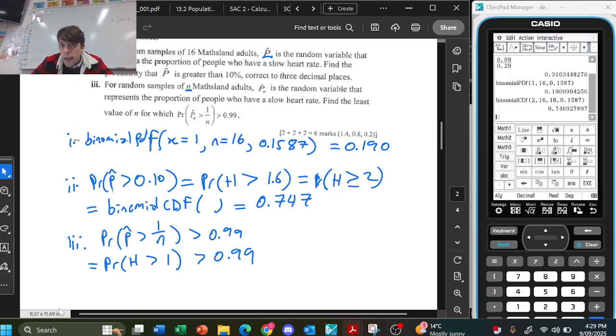Well, it's really hard when you're dealing with effectively an infinite number of people to work this out manually. We can't really work out the probability because if it's greater than 1, then it could be 1, it could be 2, it could be 3, it could be 4, it could be a bunch of things. But it is easier to work out 1 minus that, which is the complement of this. So the probability that h is larger than 1 is the same thing as 1 minus the probability that h is less than or equal to 1.